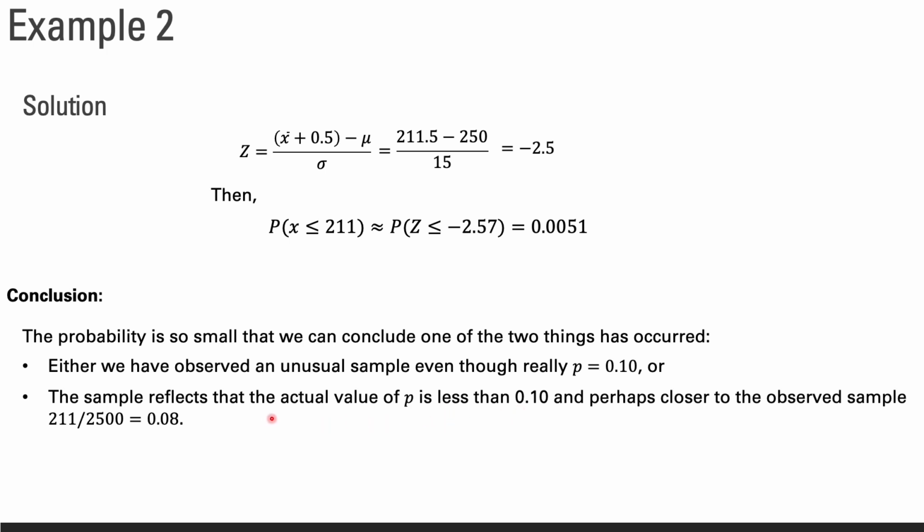So the second conclusion we can make is that the percentage is less than 10%, and maybe closer to what is observed in the sample. So what is observed in the sample? In the sample it is observed that 211 out of 2,500 have said that they prefer this brand of the cold drink, and if we divide we get 0.08, right? 0.08 means 8%, right?